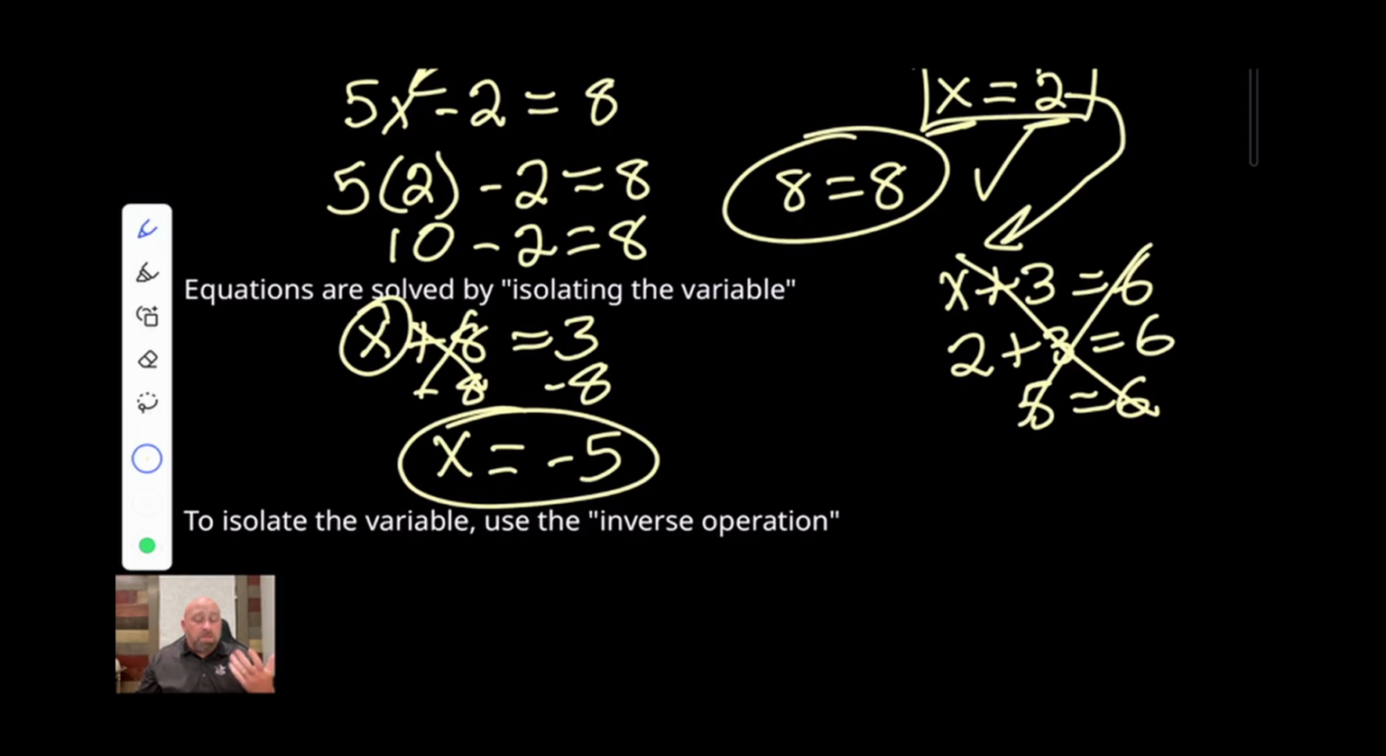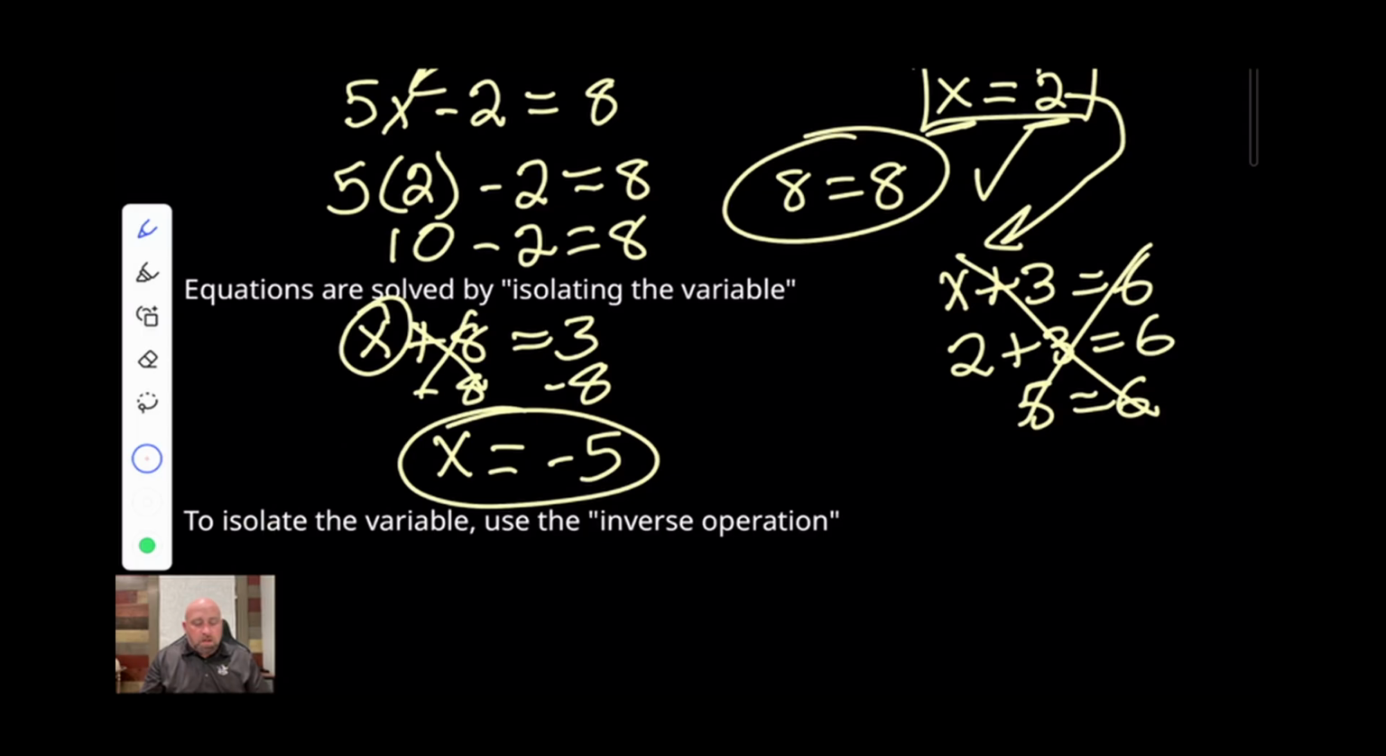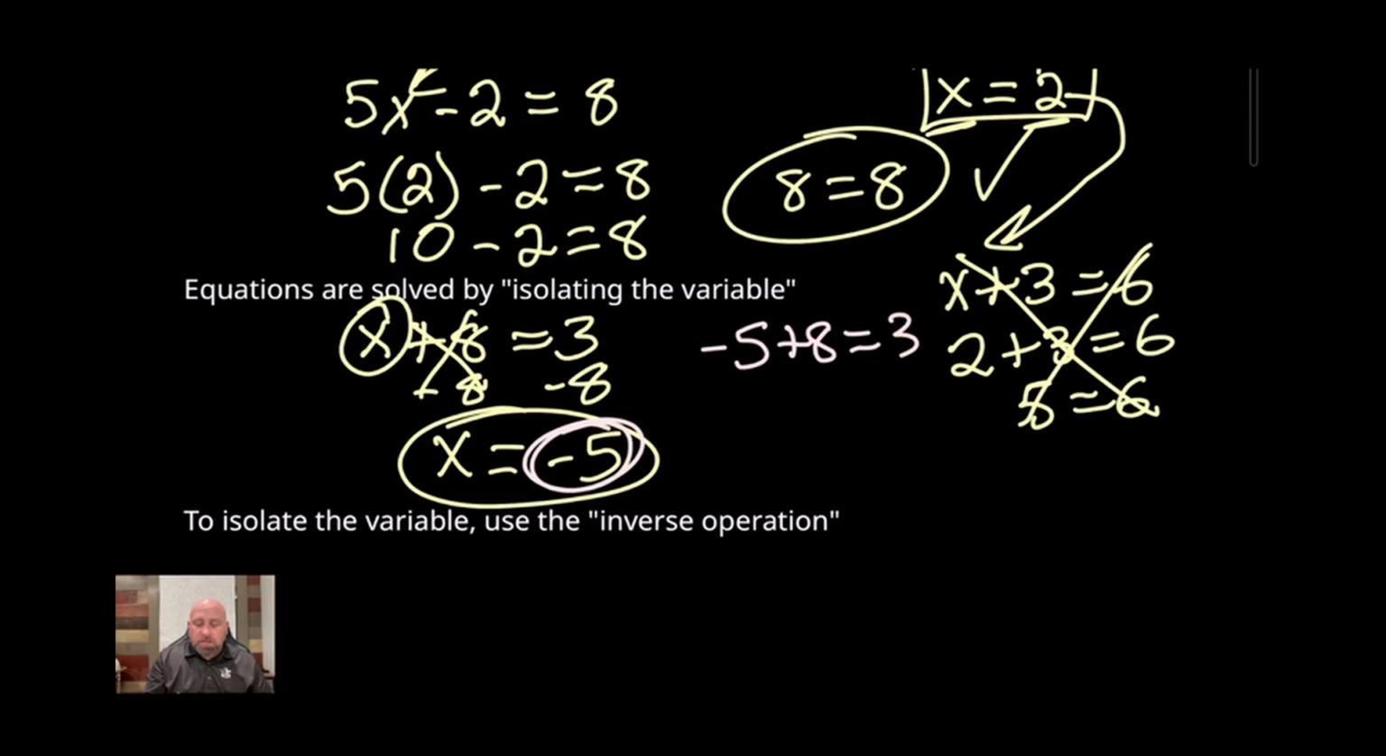Well, the way that you would figure that out, let me change colors here real quick so you can see this a little bit better. All right, so if you kind of go back through this and do what we did up here, you're going to find out if your answer is correct or not. So if we say now instead of x, we're going to use -5. So now -5 plus 8 equals 3. Now you just do the math.